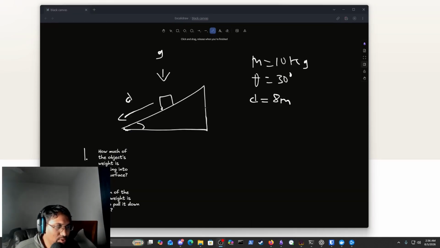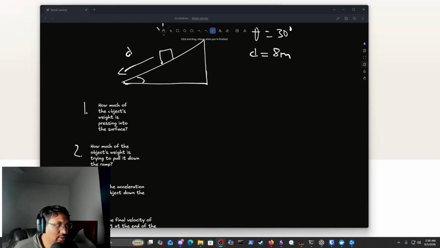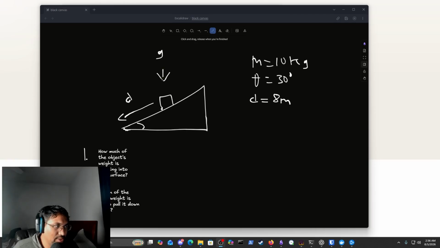So now let's approach solving problems with some values. We're given a mass of 10 kilograms, an angle theta of 30 degrees, and the distance from the point of rest to the end of the ramp is 8 meters. For question 1, how much of the object's weight is pressing into the surface? The pressing into the surface is dealt with by the perpendicular axis, which is adjacent, and adjacent is cosine of theta. So we're going to use mg cosine of theta to solve this.